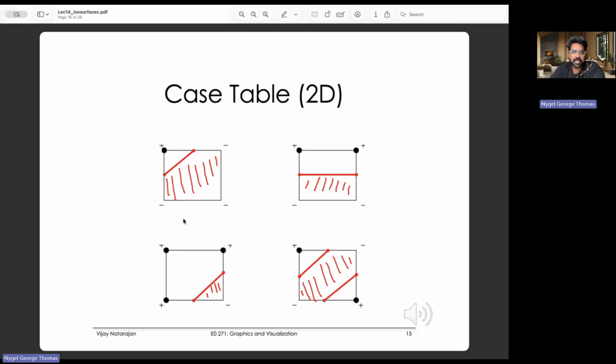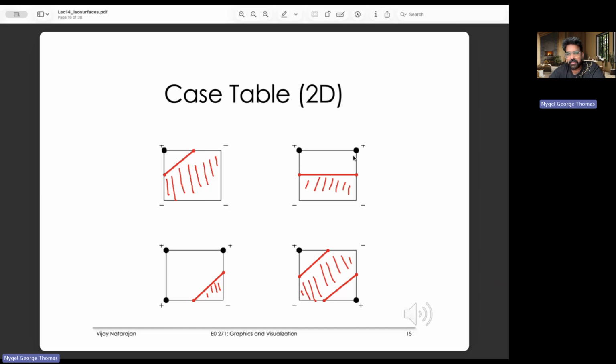There are 16 permutations, but we'll only consider 4 cases because the other cases are actually symmetrical. For example, there's a case where there's 1 plus and all the 3 are minuses. So we can get 4 similar cases where the plus is on the next vertex, the plus is here. All these are rotational cases of this particular grid. So all these are grouped together.